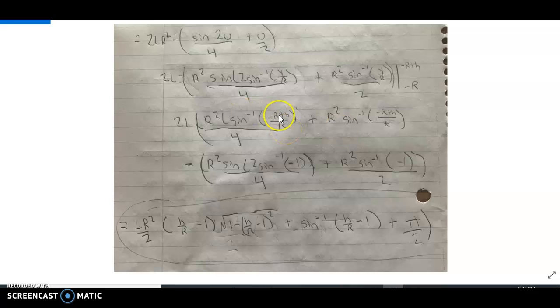So again, this is when we plugged in the top bound, the negative r plus h for y. And this is when we plugged in the bottom bound, the negative r. And you might be like, how'd you get the -1? Well, when you plug in negative r for y, you're going to get negative r over r, which equals -1. So that's how we got that.